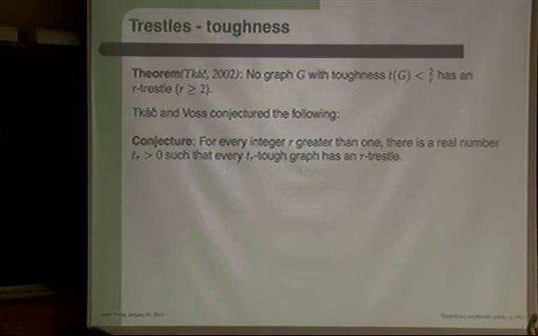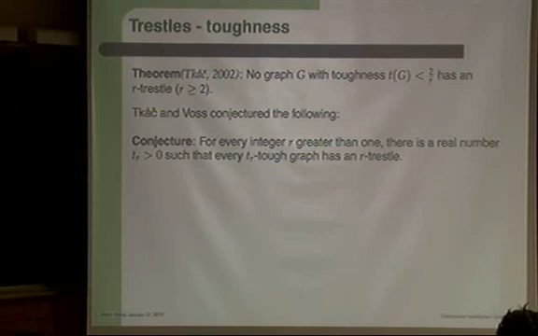So now let's move on again to the toughness. For the toughness, there's a similar necessary condition for the graph to have an R-trestle, written differently: if the graph has an R-trestle, the toughness has to be at least 2 over R. For the k-walk, it was 1 over k; in this case, it's 2 over R. And the 2 is there because the trestle has to be 2-connected, so instead of 1, now it's 2. And the proof is similar.